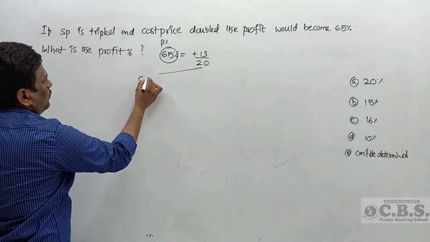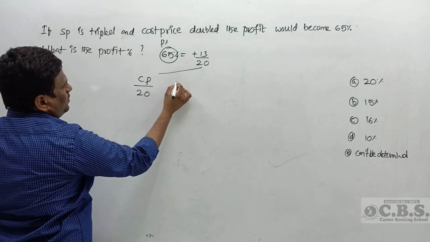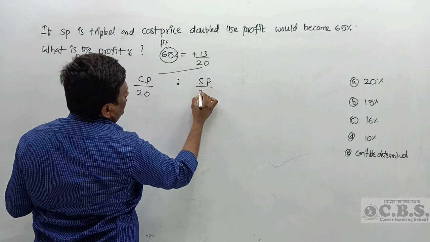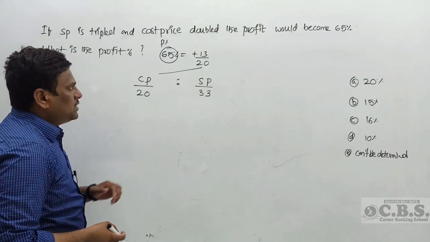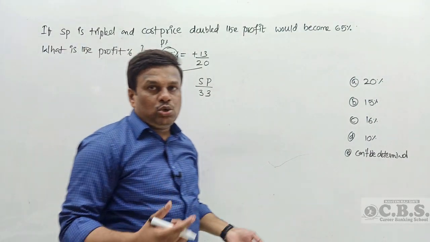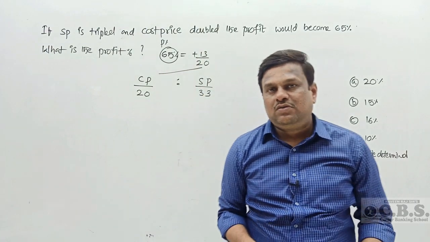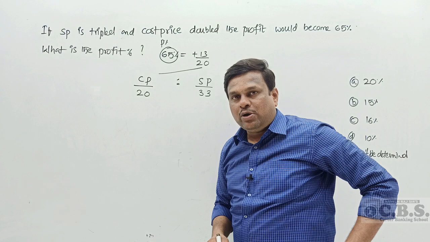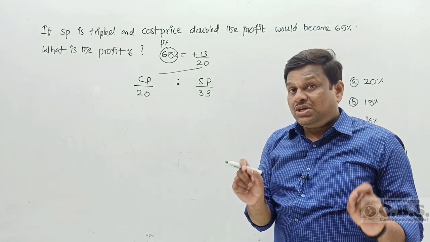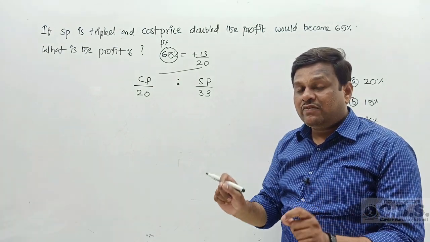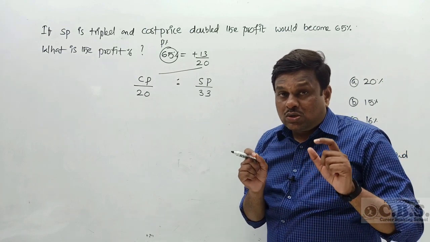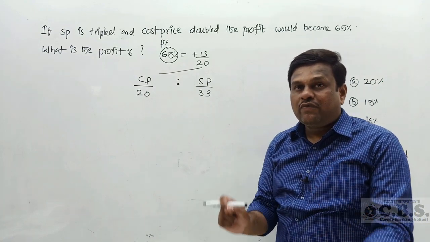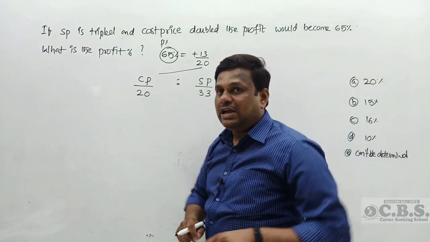13 by 20. Therefore, here the cost price is how much? 20 rupees, and the selling price how much? 33 rupees. Get my point? Because it's an end quantifier, not a modification of selling price or modification of cost price. It's an end quantifier, 65%. It's completely an end quantifier like profit percentage, loss percentage. These are the end quantifiers.